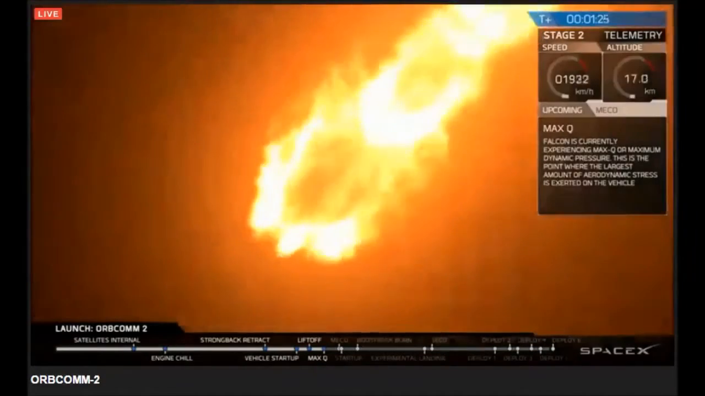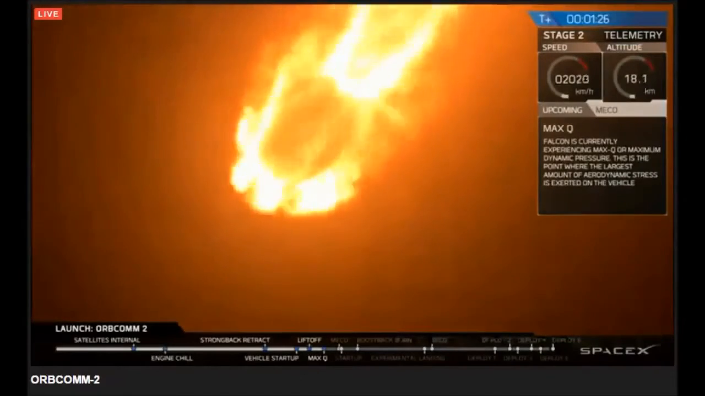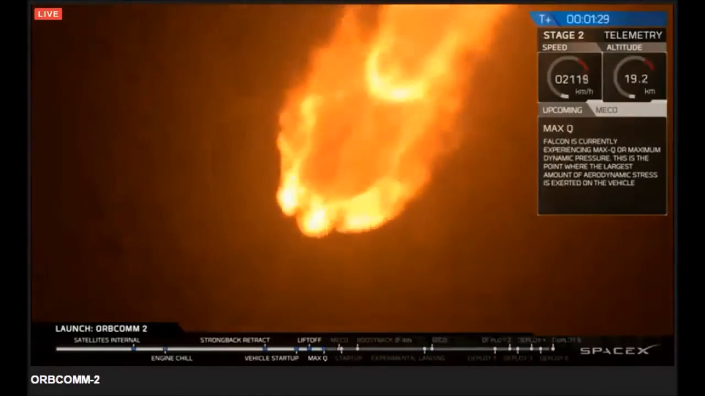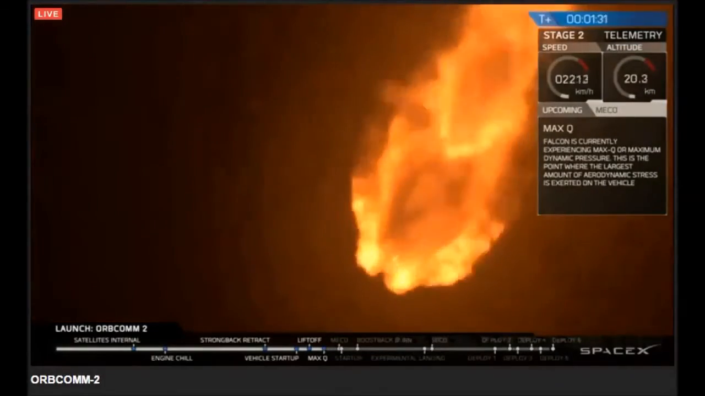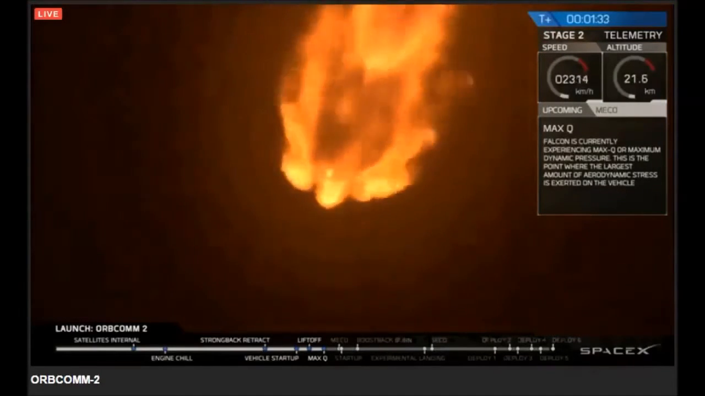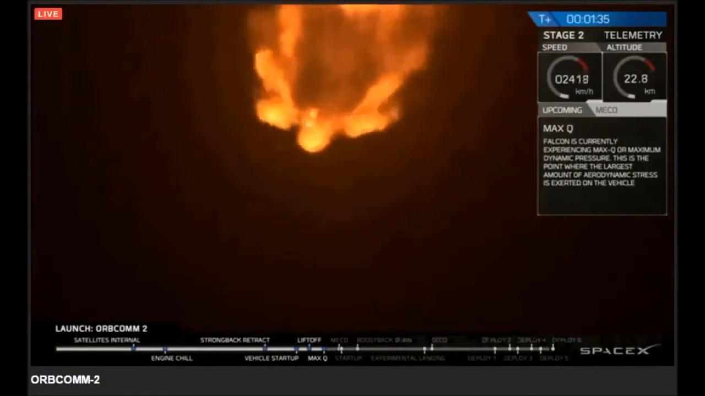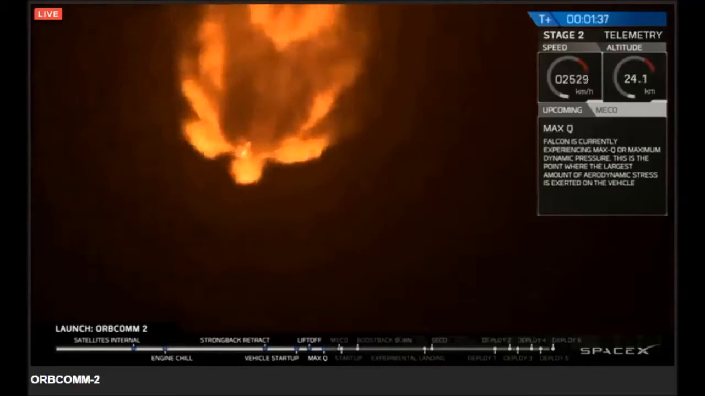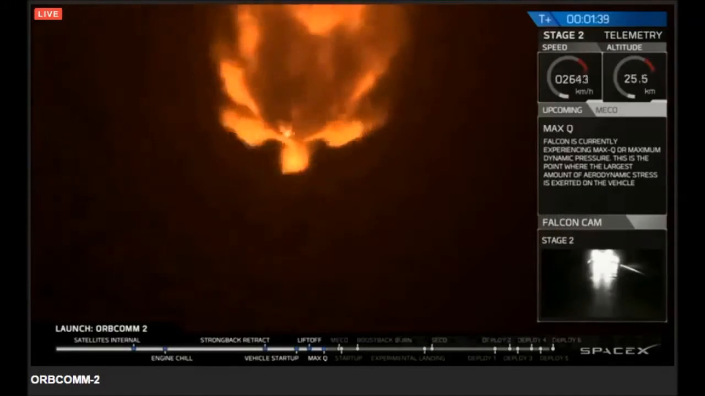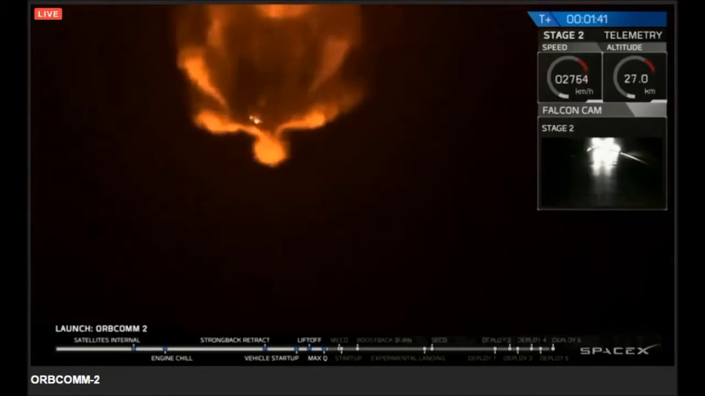Speed 550 meters per second, downrange distance 2.3 kilometers. You can see the engine plume. Stage 1 propulsion is nominal. The engine plume widening as the rocket is increasing in altitude and there's less pressure. Telemetry power still looks healthy.